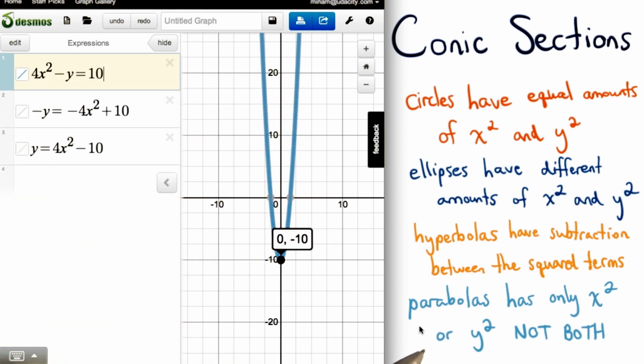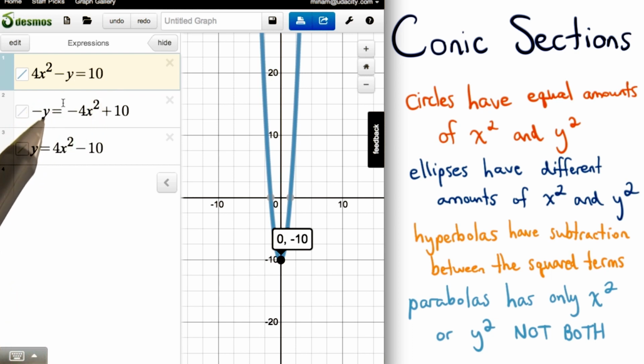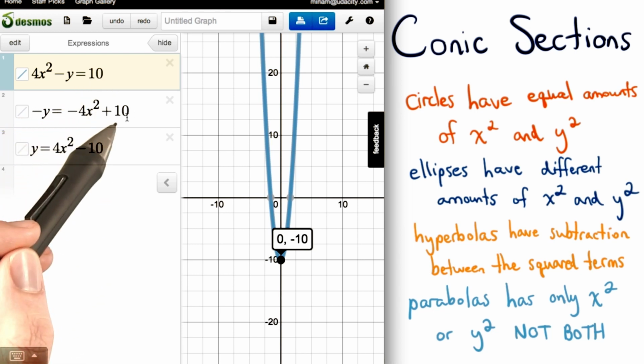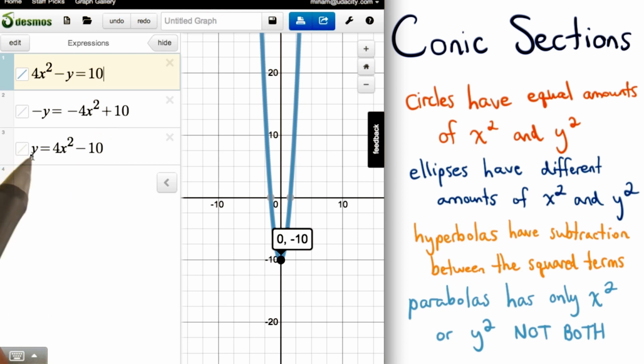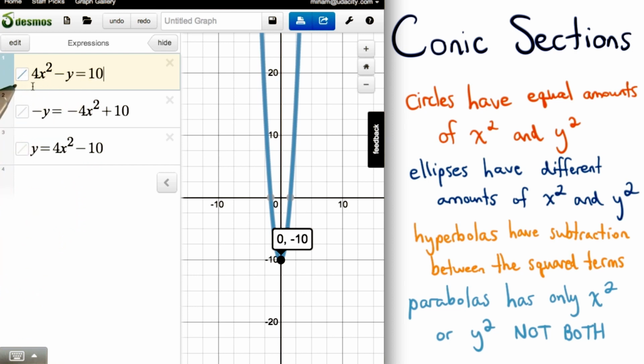And here's how you can tell if a parabola will open up or if it will open down. We can rearrange this equation and solve for y. So first, I'll subtract -4x squared from both sides of this equation. This gives me -y on the left, -4x squared on the right, and +10 on the right. Next, I'll multiply every term by -1. This will give me 1y equals +4x squared minus 10. And we can easily see that all three of these equations represent the same graph. I could graph this one, and I could graph this one, and see that they all make the same parabola.